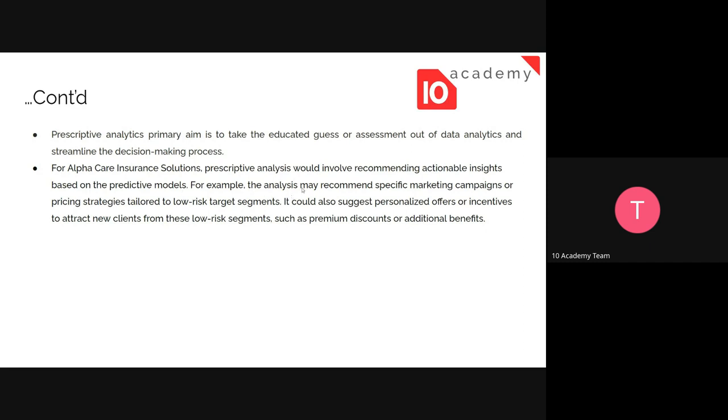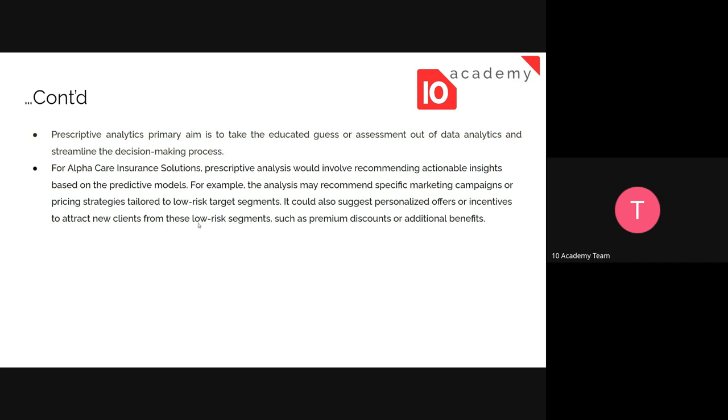For example, since there are two factors on our document, the first one is to do a great marketing campaign for those low-risk target segments, right? So we're going to focus on the people who don't create accidents or problems or maybe fraud, and we'll decide the marketing campaign for that specific circle of target customers. It could also suggest personalized incentives to attract new clients from those low-risk segments, such as premium discounts or additional benefits. So we might offer some discounts on the premium for those low-risk target people, and we might put in additional benefits.